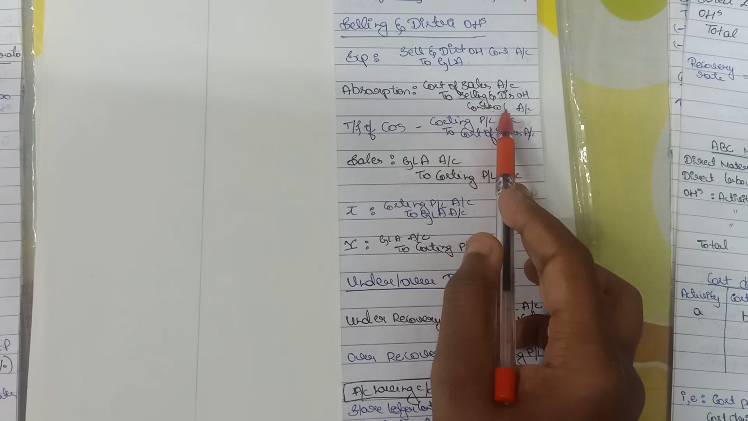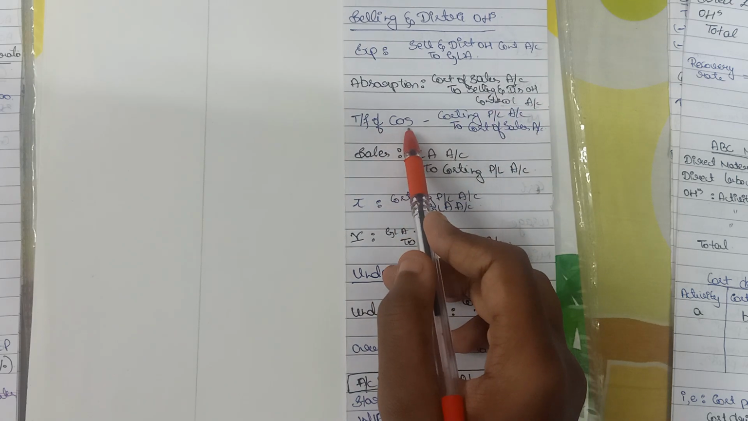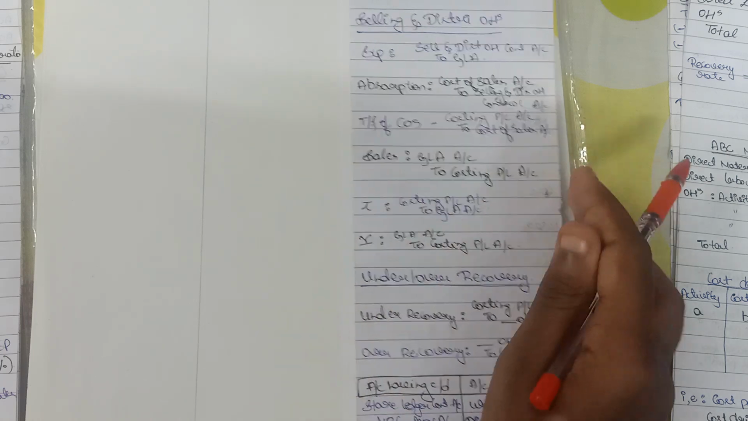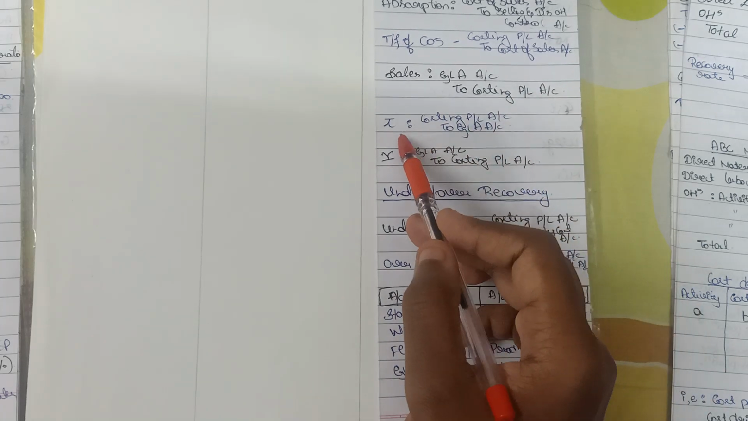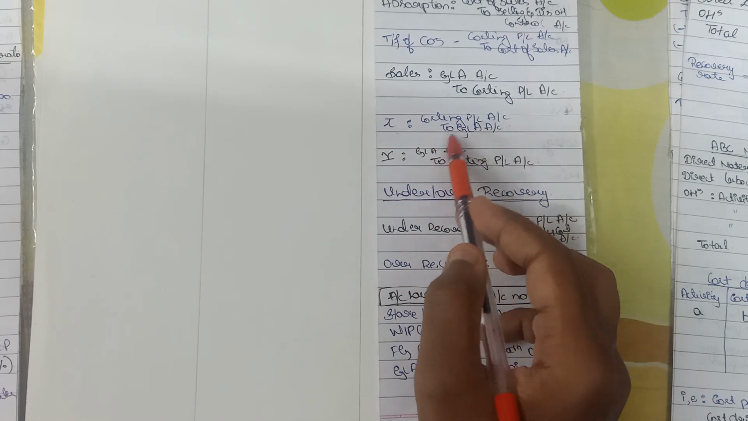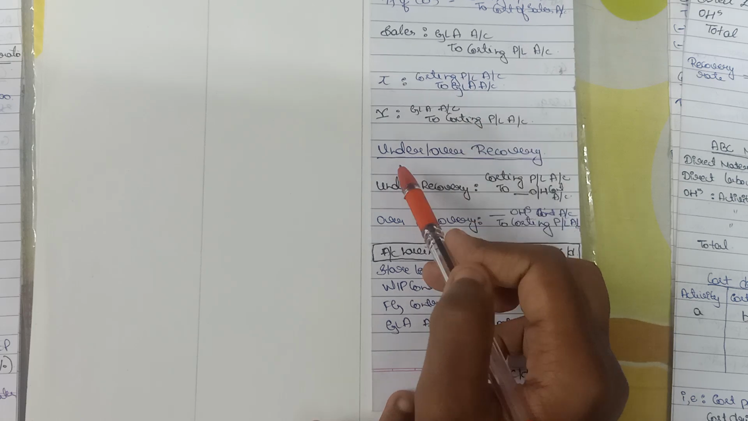Transfer of cost of sales to costing P&L: costing P&L to cost of sales account. Sales: GLA account to costing P&L account. Profit: costing P&L to GLA. In case of loss: GLA to costing P&L.